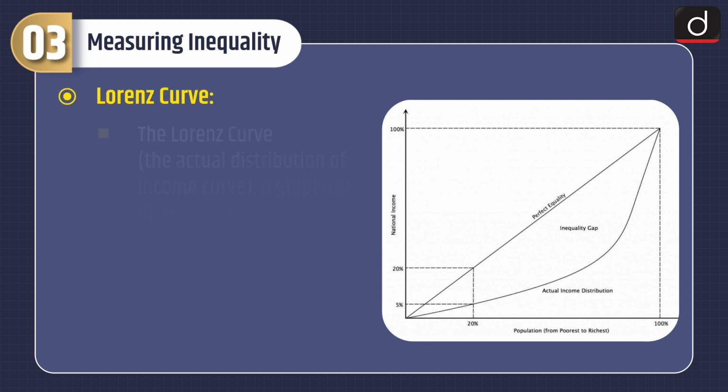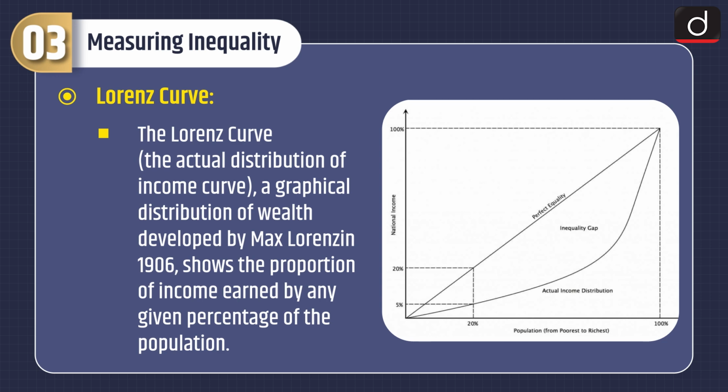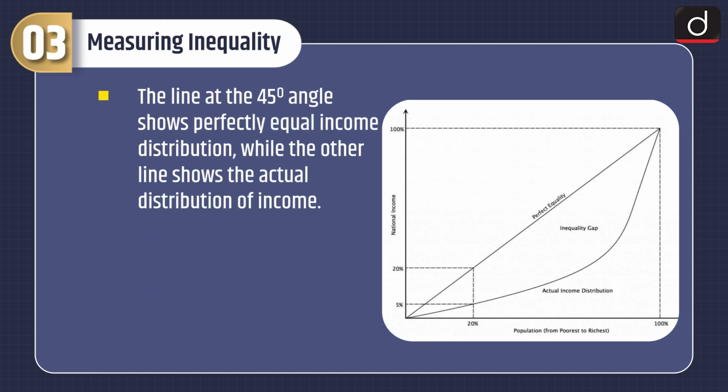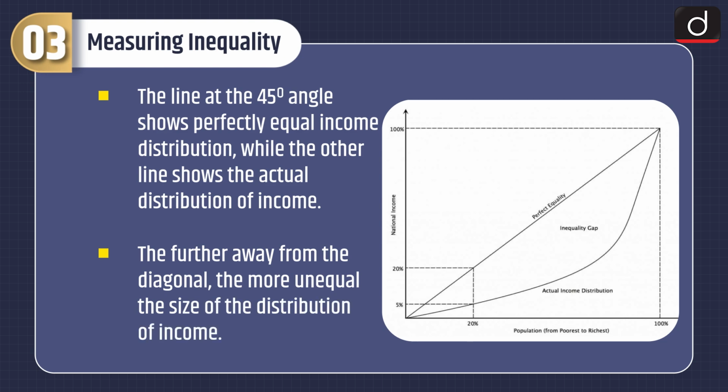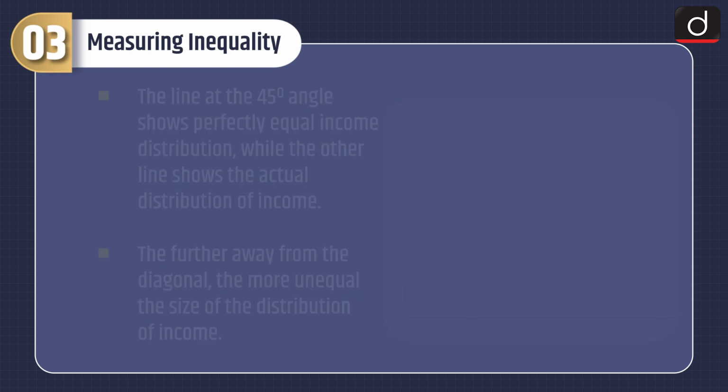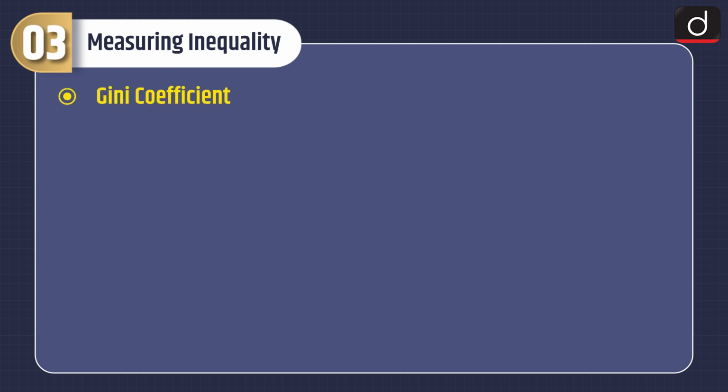Lorenz curve. The Lorenz curve, that is the actual distribution of income curve, a graphical distribution of wealth developed by Max Lorenz in 1906, shows the proportion of income earned by any given percentage of the population. The line at the 45-degree angle shows perfectly equal income distribution, while the other line shows the actual distribution of income. The further away from the diagonal, the more unequal the distribution of income. You can refer to this image given below.